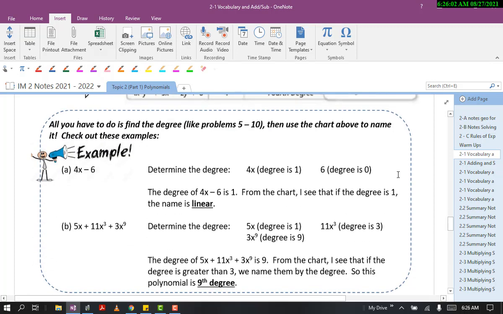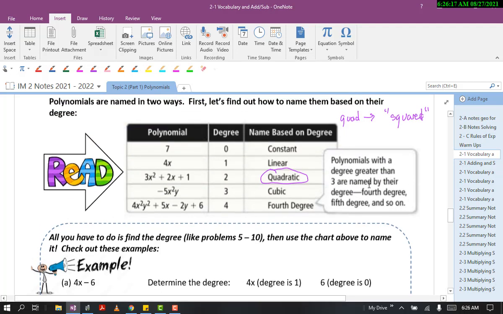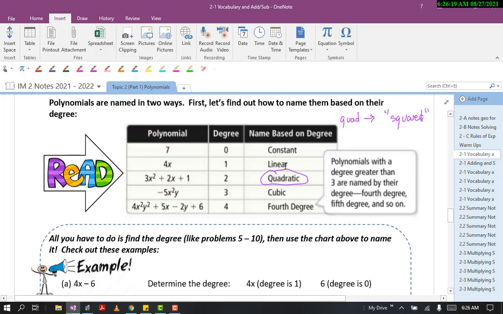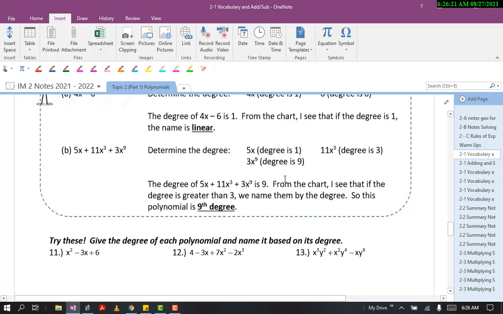So find the degree and then name it. 4x minus 6. The degree of 4x is 1. The degree of 6 is 0, so the highest number is 1. So if we have a 1st degree polynomial, it has to be linear. Again, we go up to our chart. 1st degree, linear. Second one, we got a degree of 1, 3, and 9. So it's a 9th degree. And there's no name for it. There's nothing special. So we just call it the 9th degree.